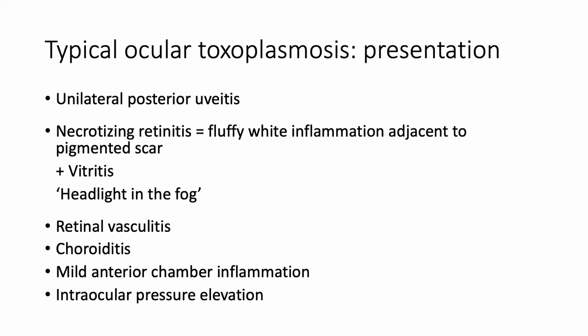He had a very typical retinal presentation with necrotizing retinitis, that fluffy white inflammation adjacent to the pigmented scar from previous attacks. We talk about the headlight in the fog. So he didn't have that, but he did have a little vitritis. He had a trace of vitreous haze and he had some vitreous cell.